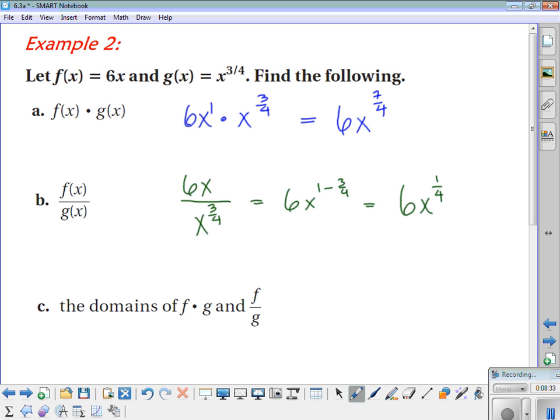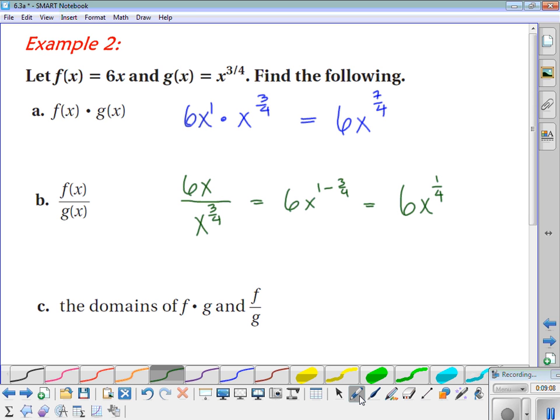Now, the domains. The domain of f is just all reals, right? Because it's just 6x. But what about g? Can I do all reals? It's x to the 3/4, so that means I'm taking a 4th root. Can I take the 4th root of a negative? Because it's even, no, you can't. If it was a 3rd root, yes, I could use negatives, but it's a 4th root, so I can't have any negatives. So for this one, it's going to be the most restrictive domain, basically.